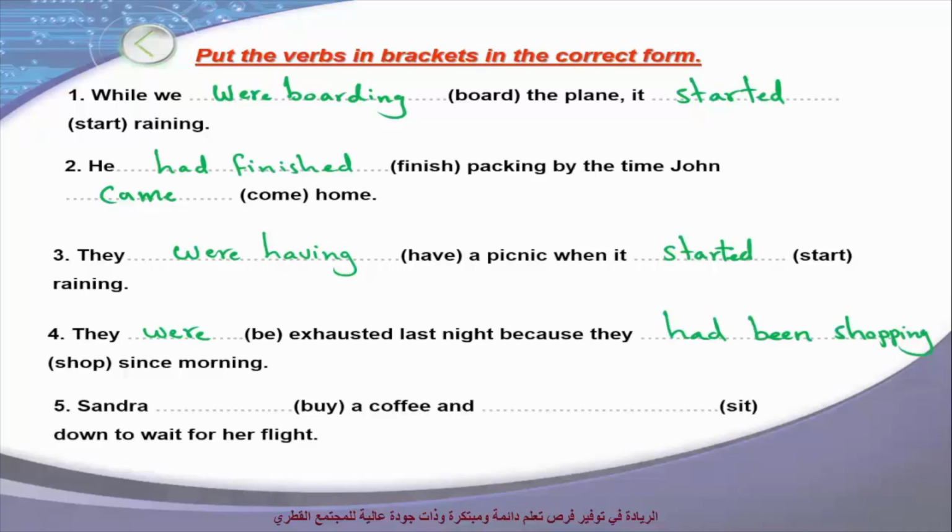Number 5, Sandra buy coffee and sit down to wait for her flight. In the sentence, we have two verbs which happened immediately after each other. So we use past simple here. So I have to say, Sandra bought coffee and sat down to wait for her flight.